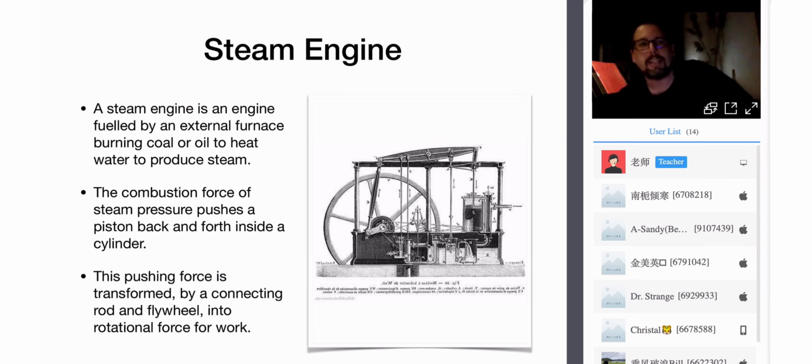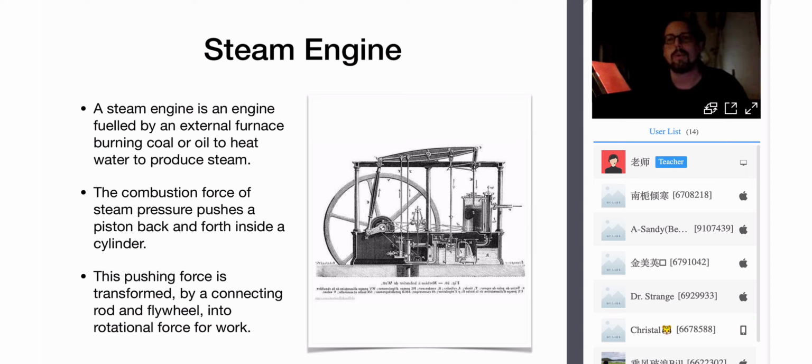A steam engine is an engine fueled by an external furnace, burning coal or oil to heat water to produce steam. As you can see in this diagram, we have the furnace where the fuel is burned. The furnace you don't see in this photo, actually. The furnace is off to the right. But the furnace produces the heat, which heats the water, which produces the steam.